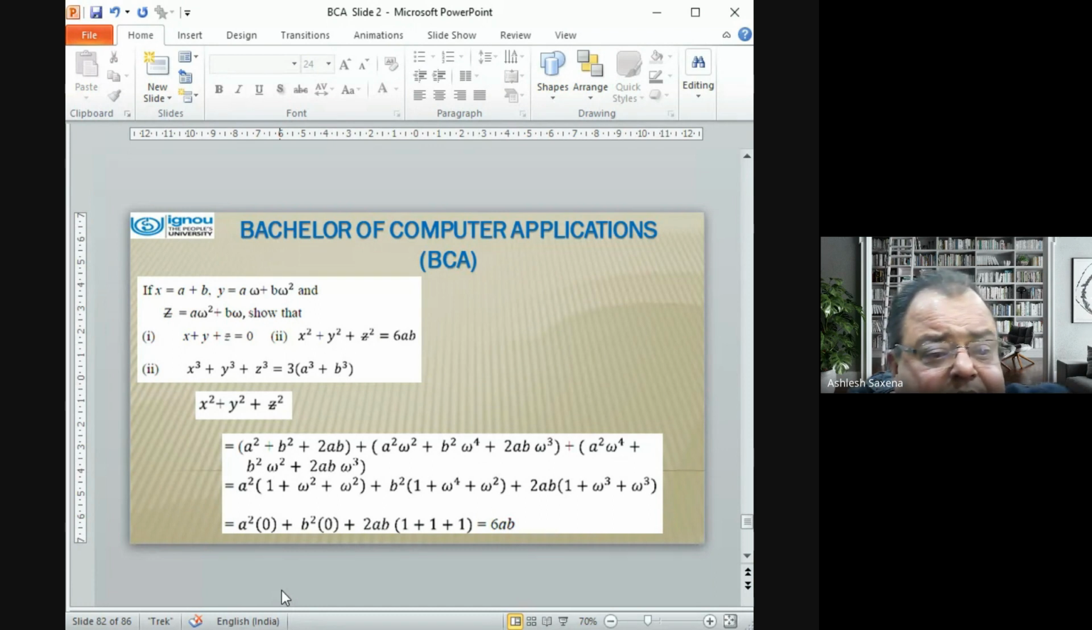We will be opening up the brackets. So a plus b whole square is a square plus b square plus 2ab. First bracket is solved. In second bracket, again we will be squaring: a square omega square plus b square omega 4 plus 2ab omega power 3. And in the third one, it will be a square omega 4 plus b square omega square plus 2ab omega 3. Now we know that omega 4 can be written as omega, and omega cube can be written as 1. Is that clear?